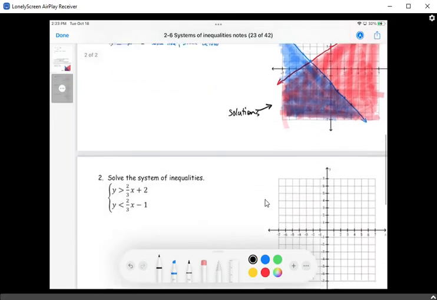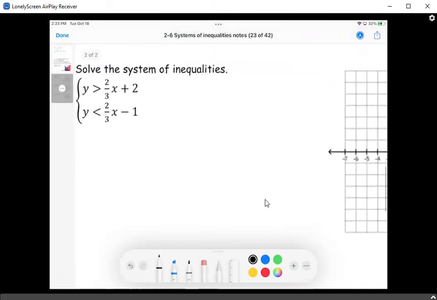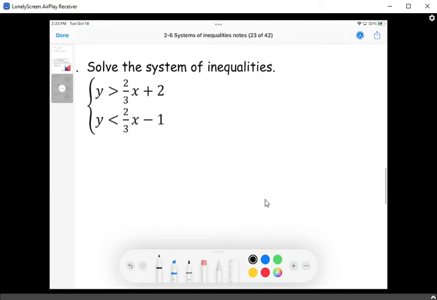Let's move on now to number 2. Problem number 2 on the back. You can see right off the bat that both of the y's are already by themselves, so we don't have to do anything else. Now we're going to look at this symbol. That is a greater than symbol, and it is strictly greater than. It's not equal to. So that tells me when we graph this boundary line, it's going to be a dotted line, and since it's greater than, we're going to shade above.